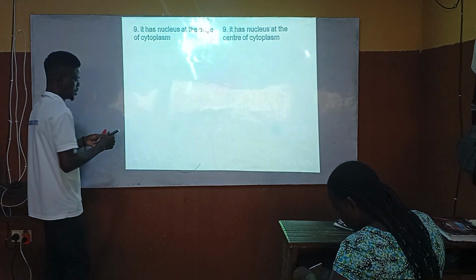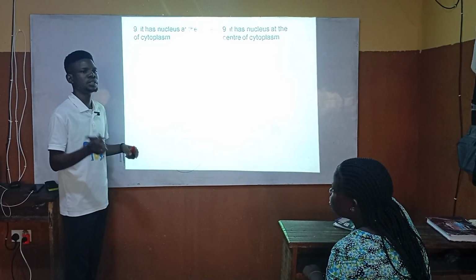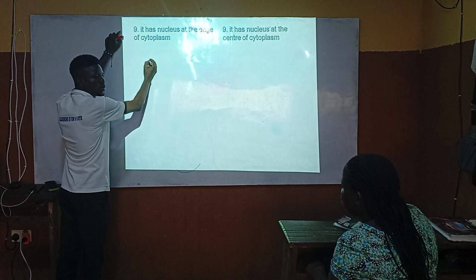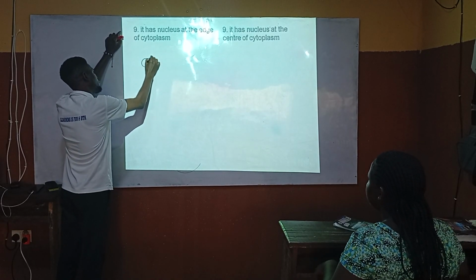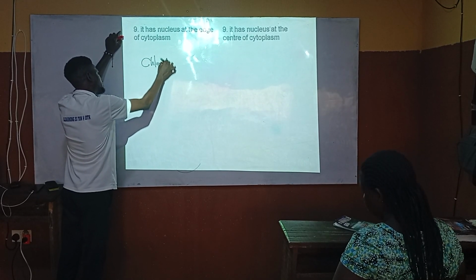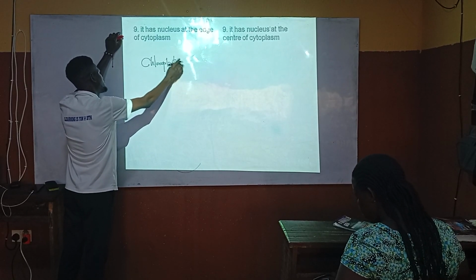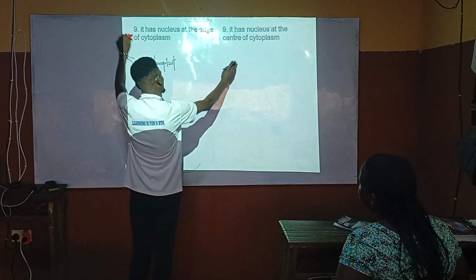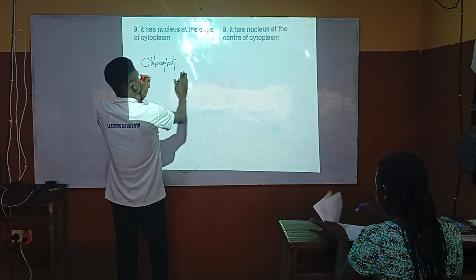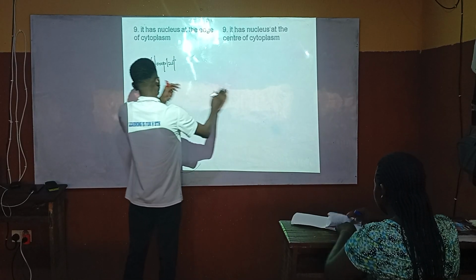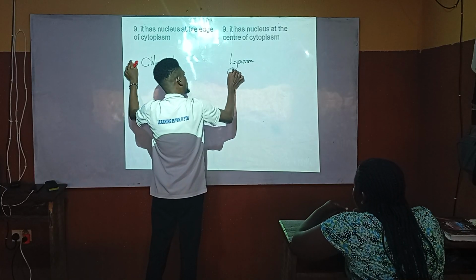Okay. Now, I want this class to mention those organelles that can only be found in plant cell. Let's go. The organelles found in plant cell only. Let's go. Chloroplast. Okay, what else? What else? Okay, what about those found only in animal cell? Not the common one. The ones found only in animal cell. Lysosome, okay? And what? Centrosome.